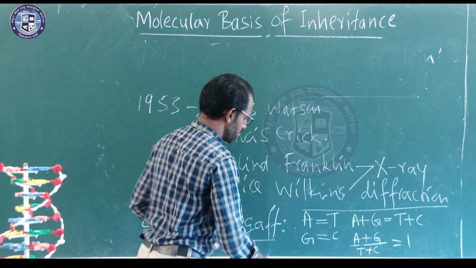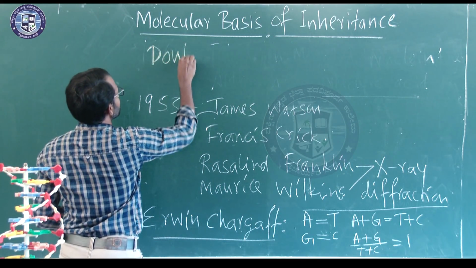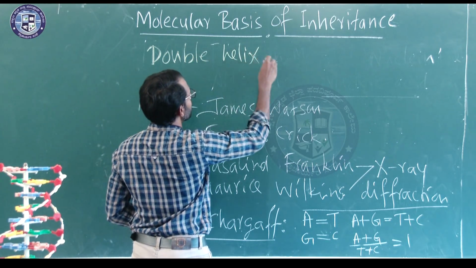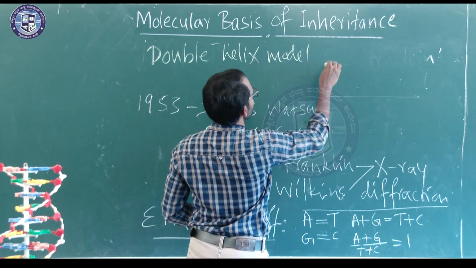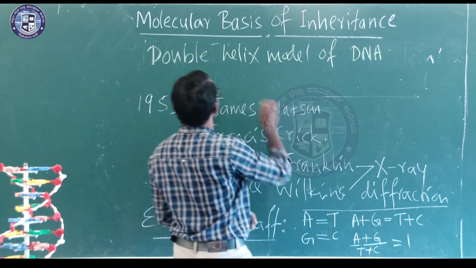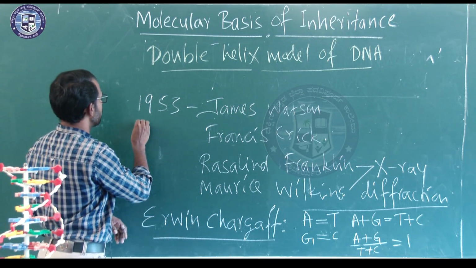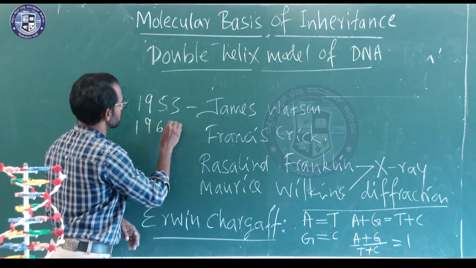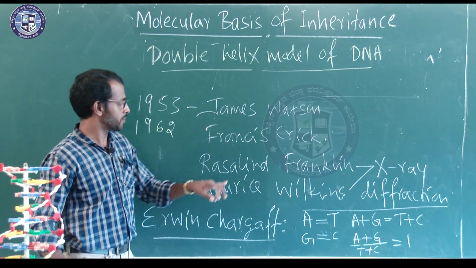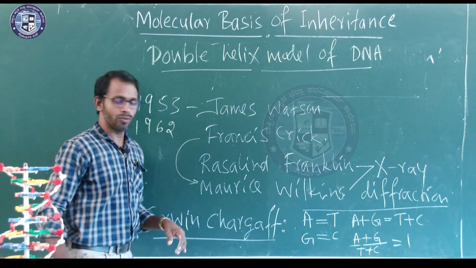Once again, you can expect one more question: who proposed the double helix model of DNA? For which, in the year 1962, James Watson and Francis Crick shared the Nobel Prize along with Maurice Wilkins.